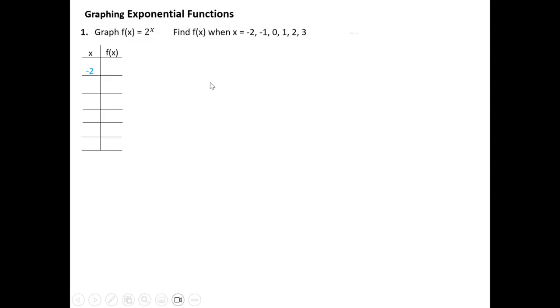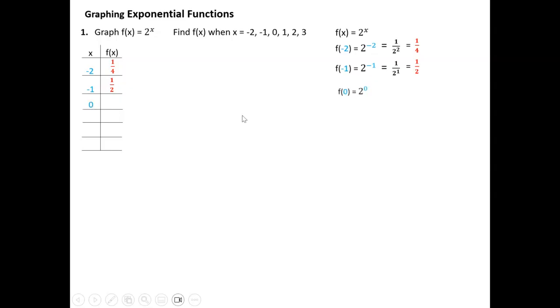When x is -2, we're going to plug in -2 for the x's. This should give us +1/4. So when x is -2, y is 1/4. Now let's use x equals -1. We plug in -1 for the x's. That's going to give us 1/2 to the first power, which will give us 1/2. So when x is -1, my y is 1/2.